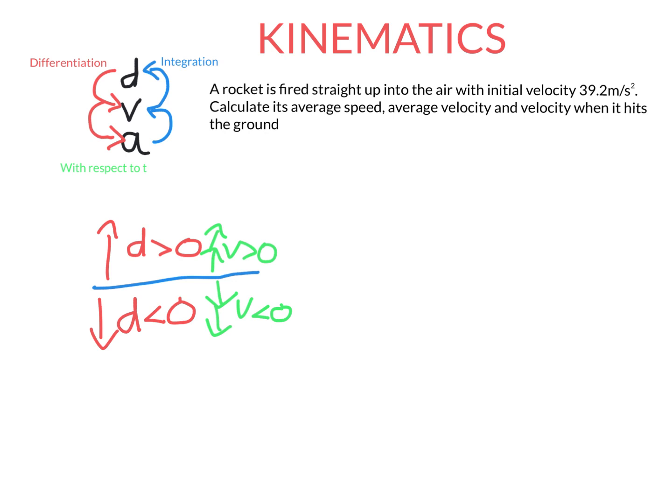All right, let's look at putting this together in this question. A rocket is fired straight up in the air, initial velocity 39.2 meters per second. We're going to calculate average speed, average velocity, and the velocity when it hits the ground.